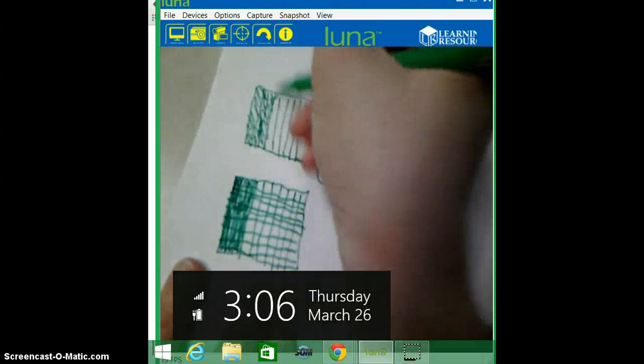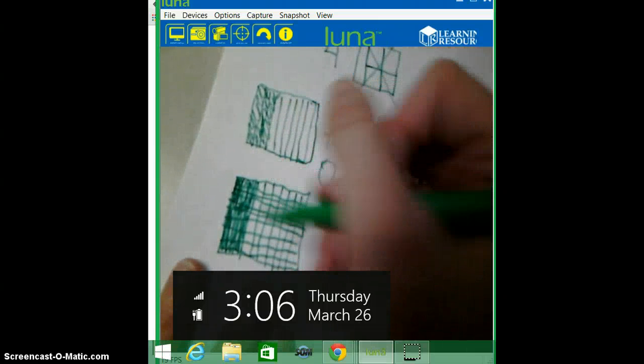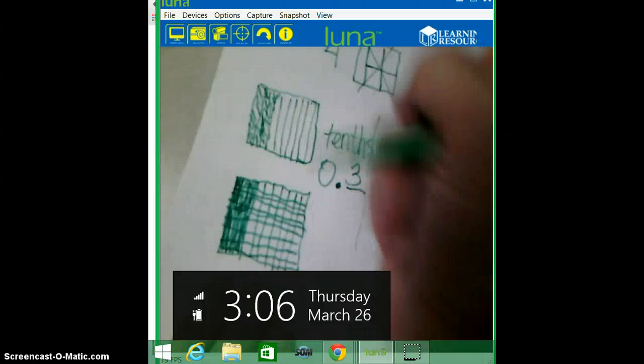Alright, so that's your basic understanding of adding fractions that have like denominators, the same number on the bottom.